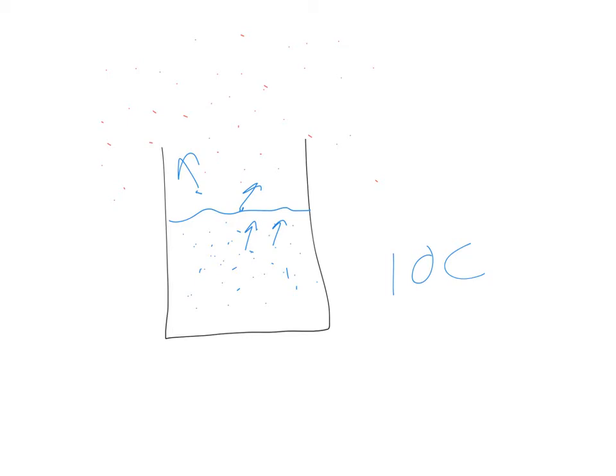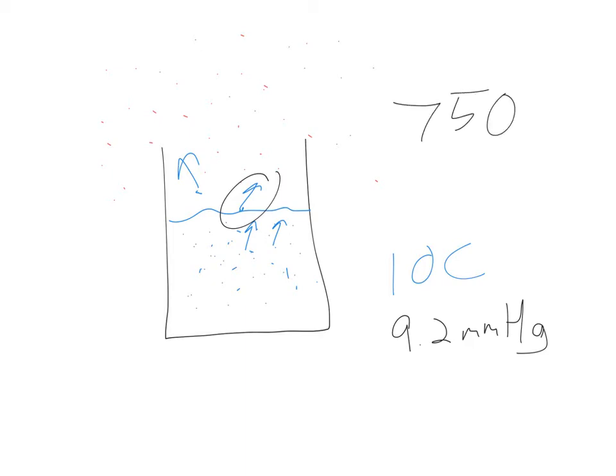I did this on my computer real quick. It said that at 10 Celsius, I would have 9.2 millimeters of mercury worth of water vapor pressure. That's how many of these guys had escaped into the atmosphere and were pushing back. So if, for instance, the atmospheric pressure that day happened to be 750 millimeters of mercury, then we could say that on that day, and it was 10 Celsius outside, this would be a relatively cool day, depending on where you live.